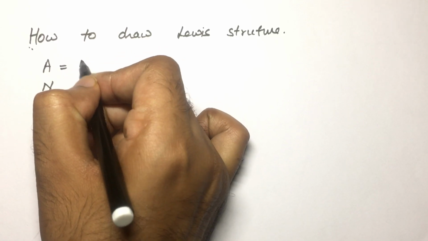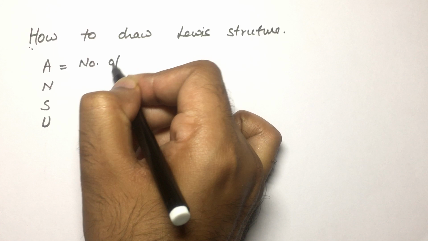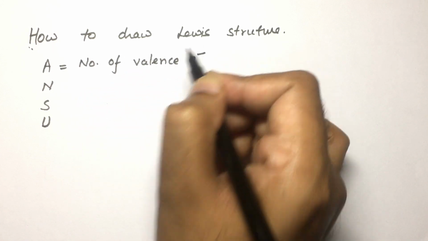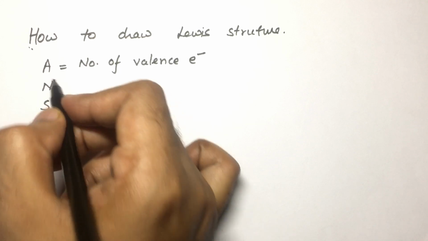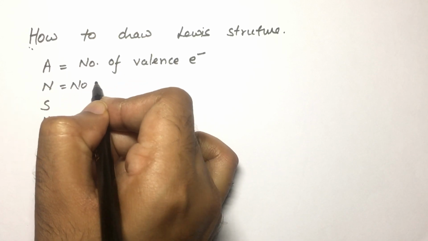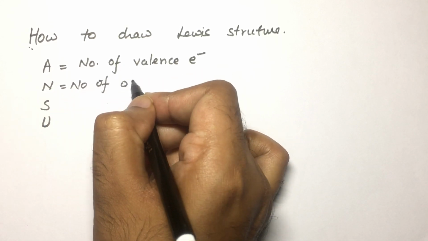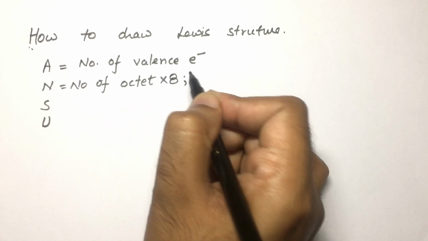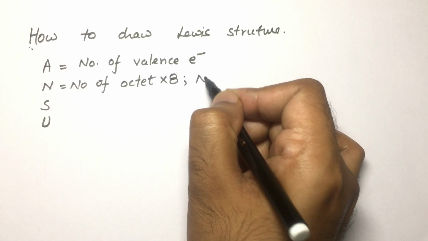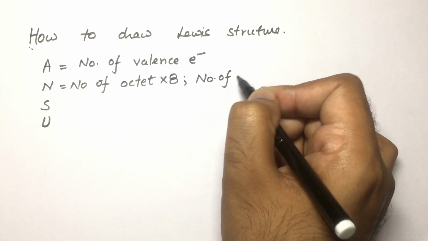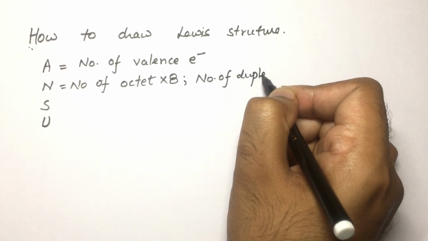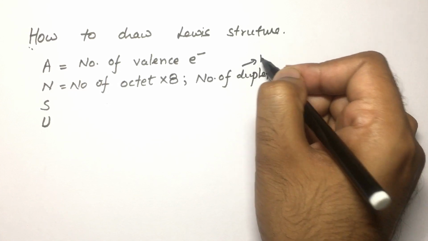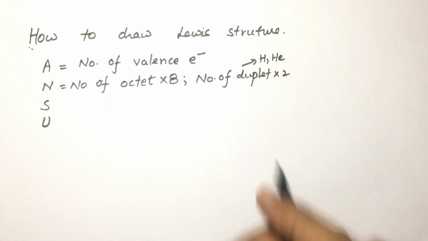A is equal to the number of valence electrons, and N is equal to the number of octet multiplied by 8, and if we have a duplet then it is equal to the number of duplet multiplied by 2. Duplet exists in the case of hydrogen or helium.